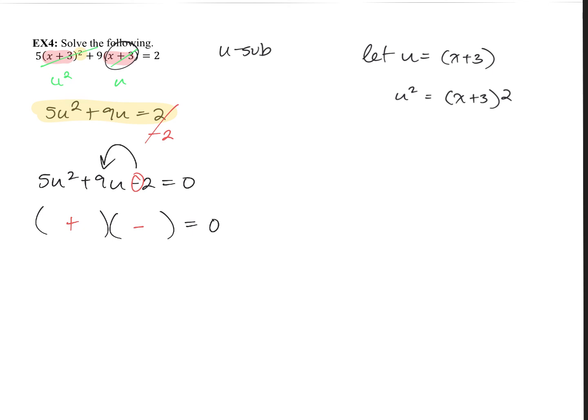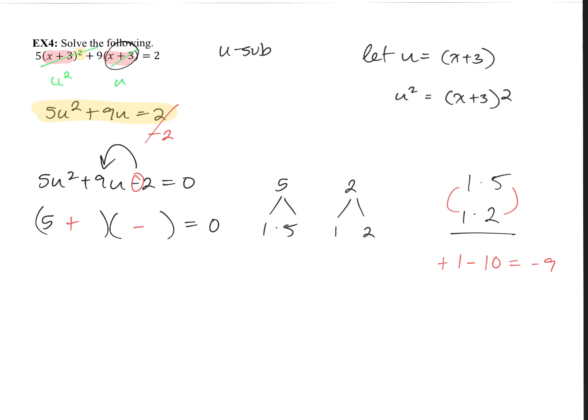And we want factors of 2 and 5 that when we subtract them, we get a positive 9. So let's take a look at factors of 5. Just 1 and 5. And then factors of 2 are just 1 and 2. So let's combine them and see if we can get 9. Well, 5 times 2, that's going to be the 10, and 1 times 1 is 1. So if I have a positive 1 and the negative 10, that'll give me the negative 9.